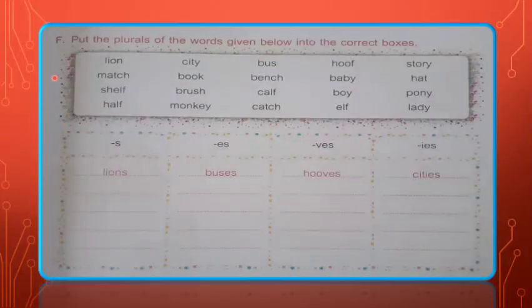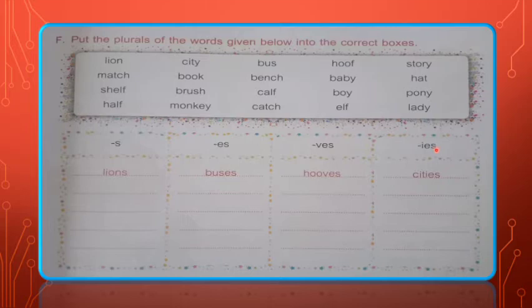So now children, today we are going to do question number F. Let's see the question. Put the plurals of the words given below into the correct boxes. See here, 20 words are given. They are singular nouns. We have to make these singular nouns into plural nouns. And after that, we have to add S, ES, VES, and IES. We have to write the plural nouns adding S, plural nouns adding ES, plural nouns adding VES, plural nouns adding IES.